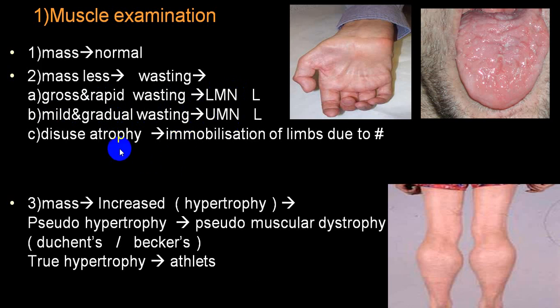Also you can get the disuse atrophy because of immobilization of the limbs because of the joint involvement or fractures, etc., or because of plaster. Then also you can get disuse atrophy in that affected part. The mass is increased, we will call hypertrophy, and pseudohypertrophy we already shared, Duchenne and Becker's, that is called pseudohypertrophic muscular dystrophy. You can see this is a hypertrophic muscle, but the power is reduced. And true hypertrophy you will see in athletes.